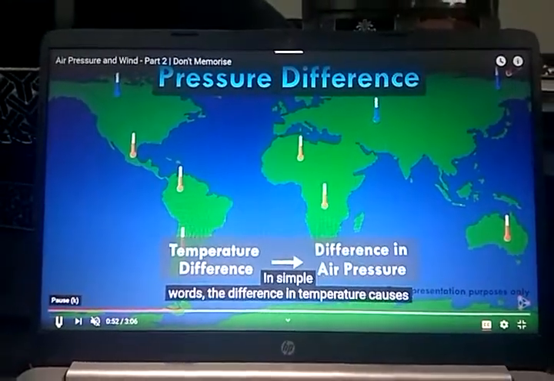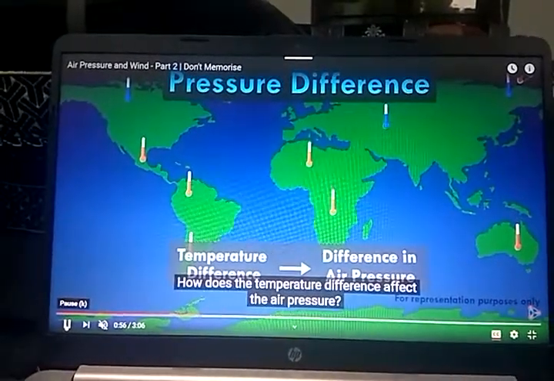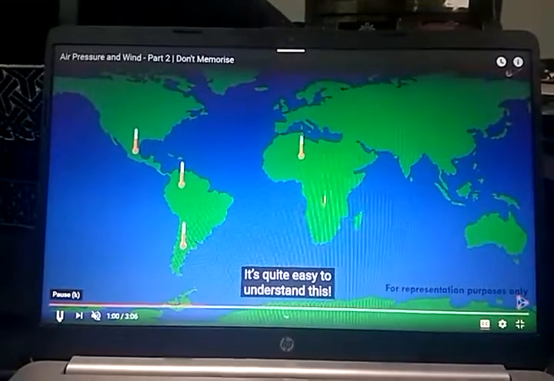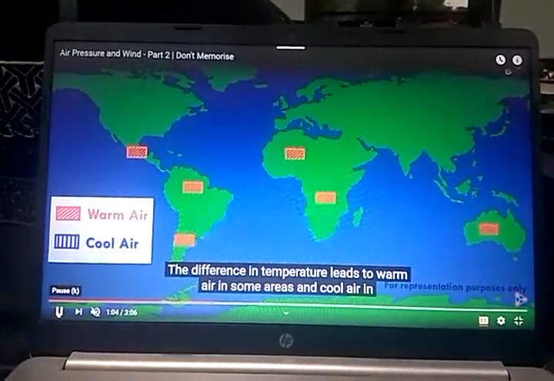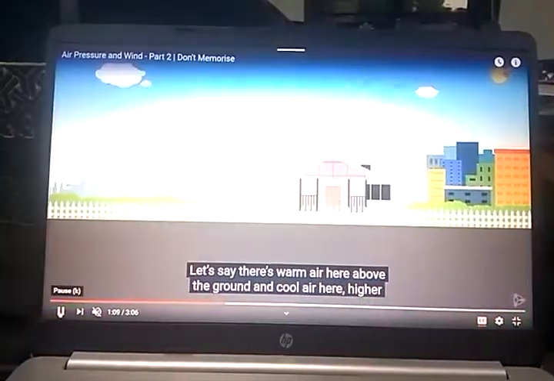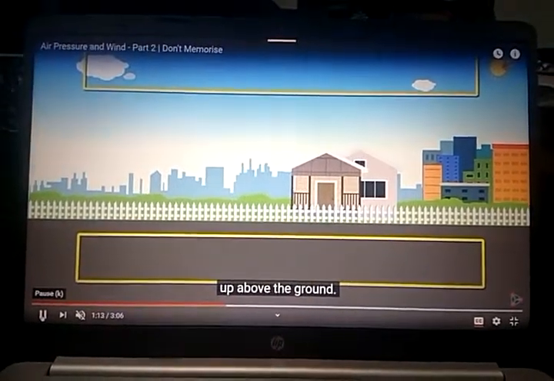Now in different countries you see temperature difference is there. So there is a difference in air pressures. So how does the temperature matter? It's quite easy to understand. The difference in the temperature leads to warm air in some areas and cool air in others. Look at this and try to understand.